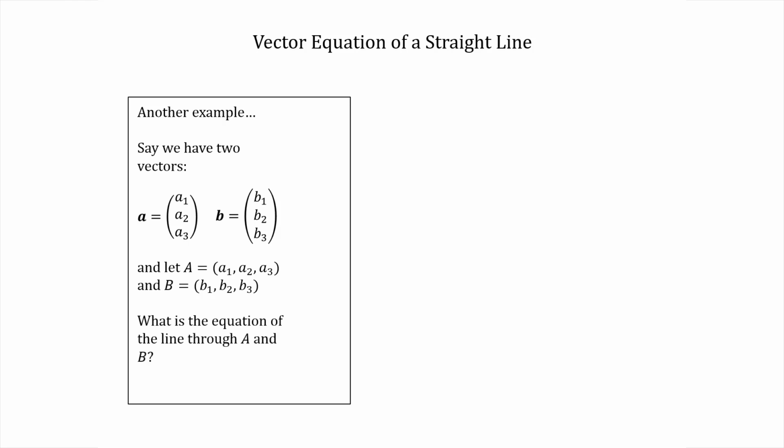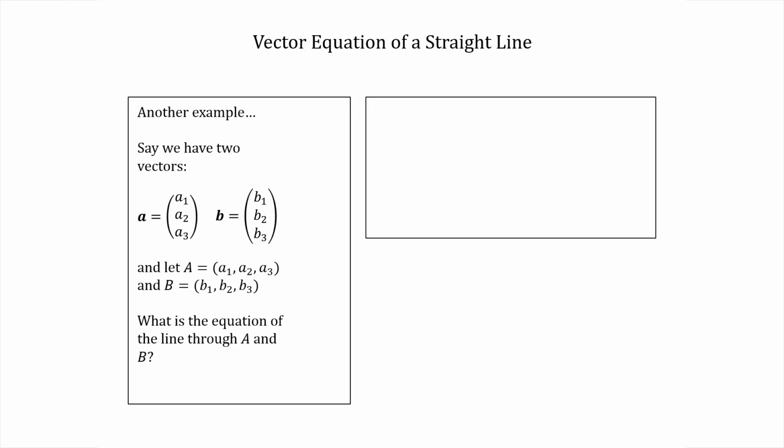So the question is, what is the equation of the line that passes through both A and B? Let's draw it. We'll take a to be this vector and b to be this vector. So then this is point A and this is point B. First of all, let's figure out what this vector here is. Well, to get from point A to point B, we'd move along vector a in the opposite direction to vector a, and then along vector b. So this vector here is minus a plus b, or, to put it a bit neater, b minus a.